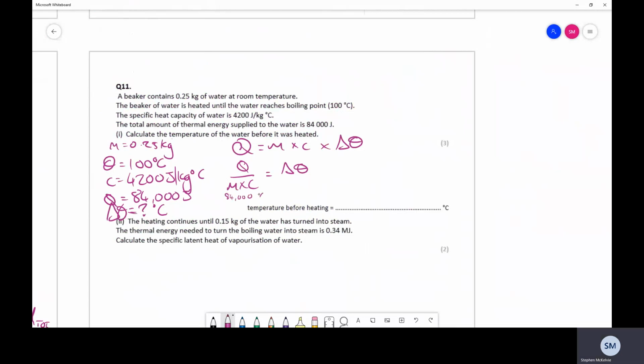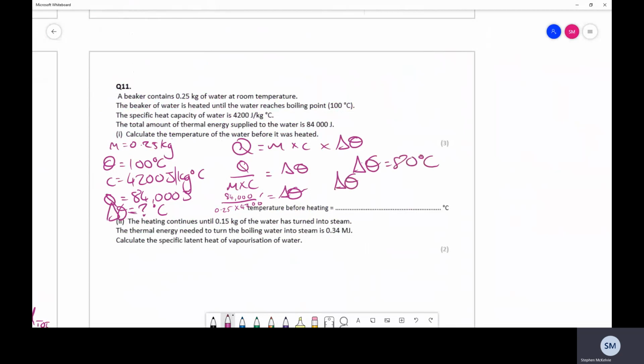84,000 divided by the mass, which is 0.25, times the specific heat capacity, which is 4,200, is equal to delta theta. Pop that into my calculator: 84,000 over 0.25 times 4,200, giving me an answer of 80 degrees Celsius. Delta theta was equal to 80 degrees Celsius.